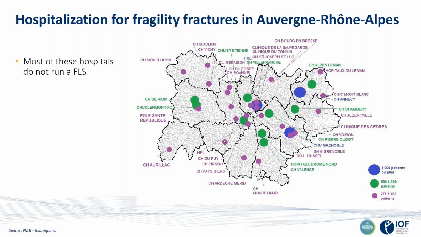appropriately the patient. But you see also in this cartoon that there are a lot of little purple dots that are small hospitals that also manage this patient. And in these smaller hospitals, most of the time you can't organize the management of the patients through an FLS. So you have to go to a more appropriate and personalized organization.